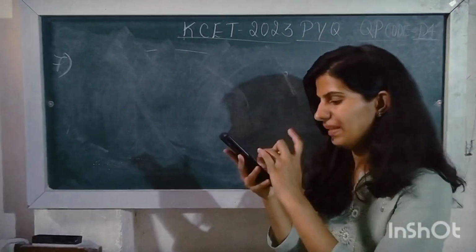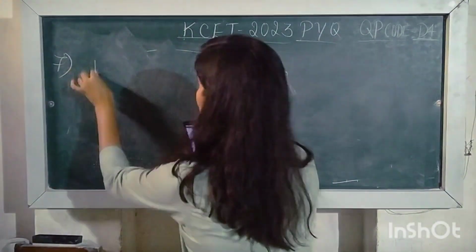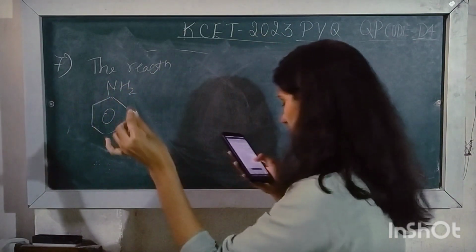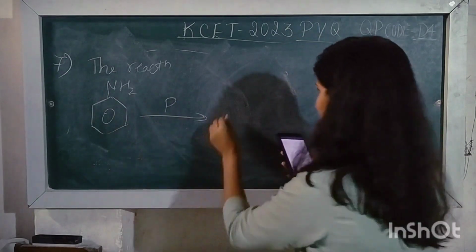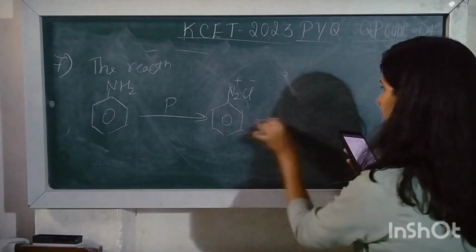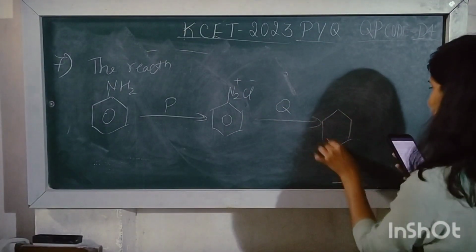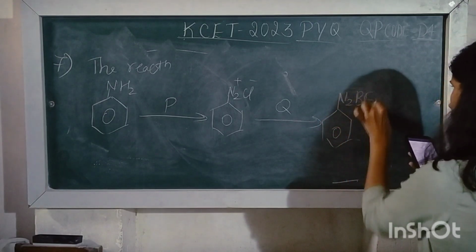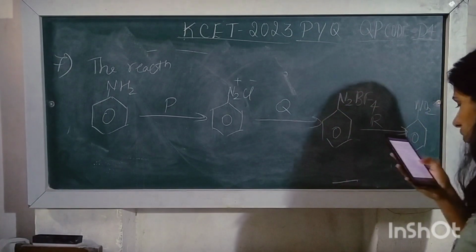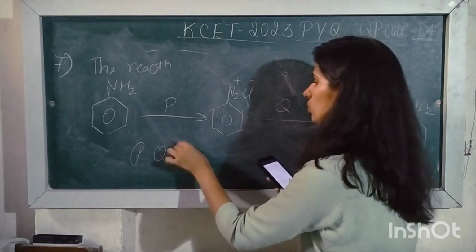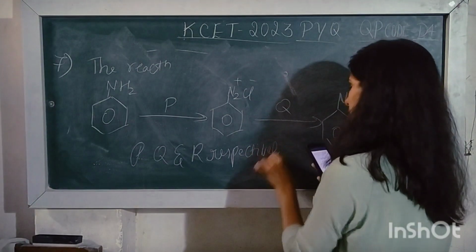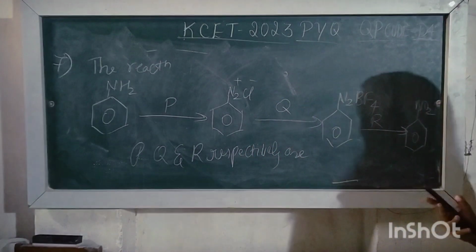Again, they have given one question that is from amines chapter. Anyway, the reaction is this. We have aniline here, we don't know what the reagent taken here is, but we have a product, that is N2Cl minus plus. Okay, and again Q we don't know what it is, and here we are getting a product N2BF4, and here R. Here we are getting NO2. Thus, find out P, Q, and R respectively.